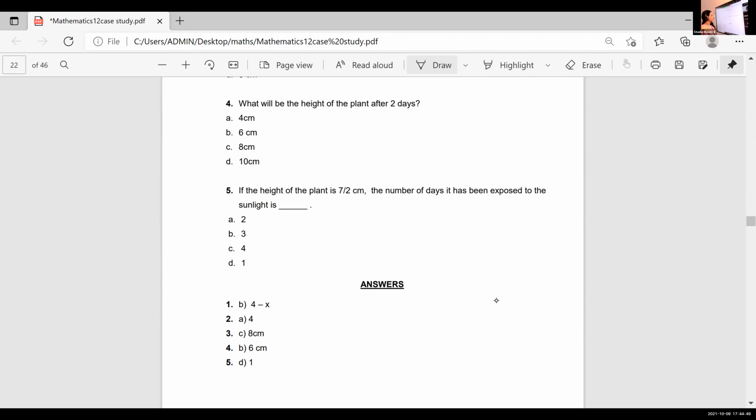What is the answer for the fourth one, Atul? 6 centimeter. Okay, option is there, isn't it? The next one, if the height of the plant is 7/2, that means y value is 7/2. Accordingly, what is x value you have to find?